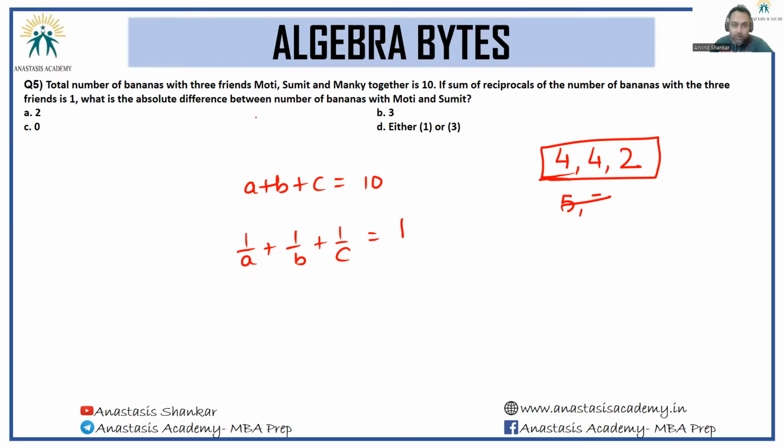With that in mind, what is the difference between the number of bananas with Moti and Sumit? So Moti minus Sumit would be equal to 2 or 0. These are the two possibilities. So the answer to this question has to be option D, either 1 or 3, either option A or option C. This is the only possibility.